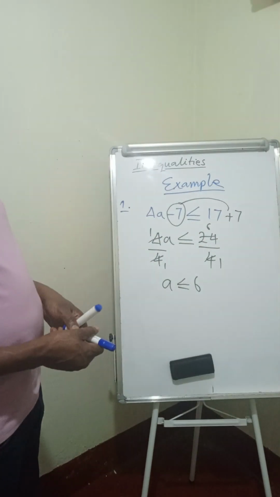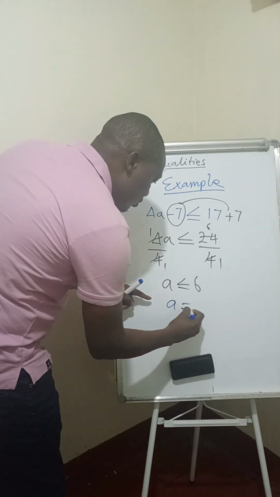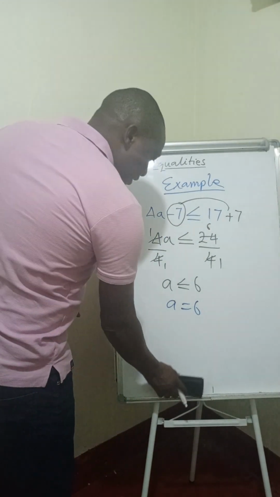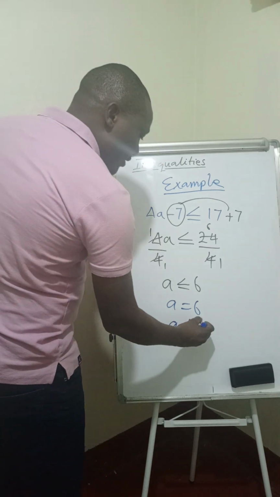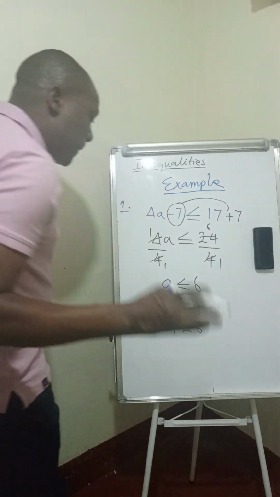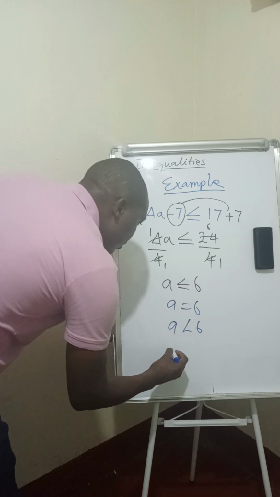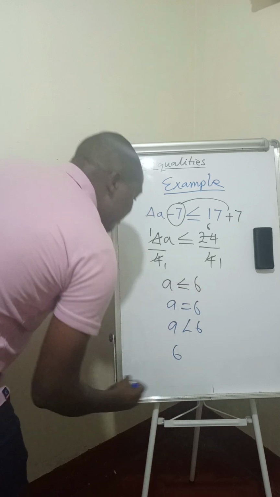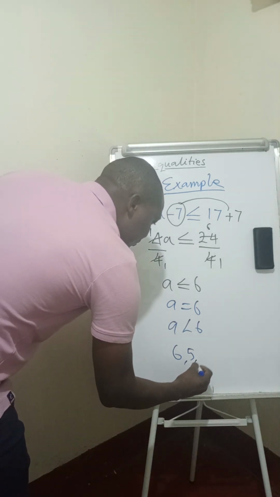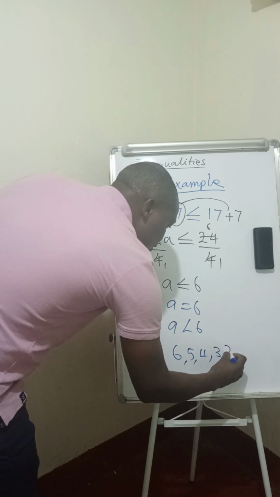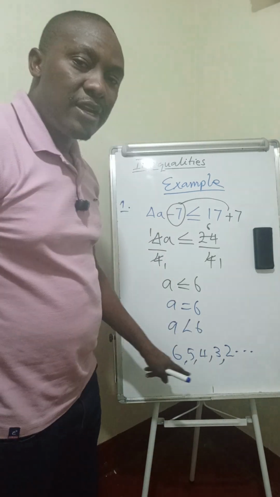What does this mean? The possible values of a. One, a is equal to 6. Next, a is less than 6. If you are to write the possible values of a, the first value is going to be 6. Then values which are less than 6, that is 5, 4, 3, 2. You can continue. Look at how the values are reducing.